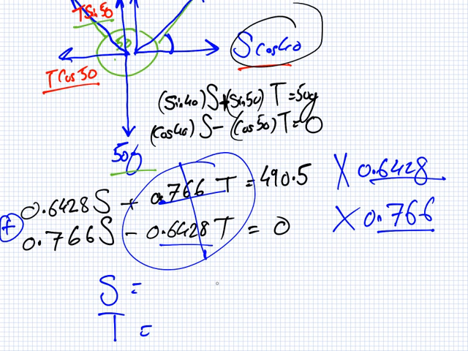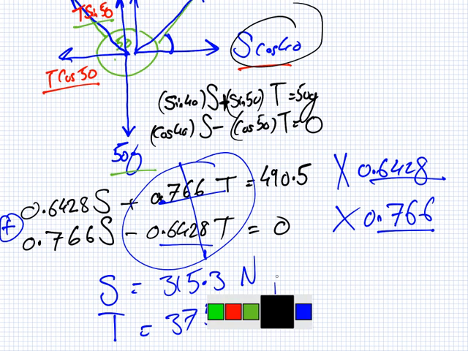So when you do that, you'll get S is 315.3 newtons, and T is 375.7 newtons. Did anybody get that? I got 381.5. And the other value? 760. Oh, it sounds okay to begin with. So there's some mistake in your work.